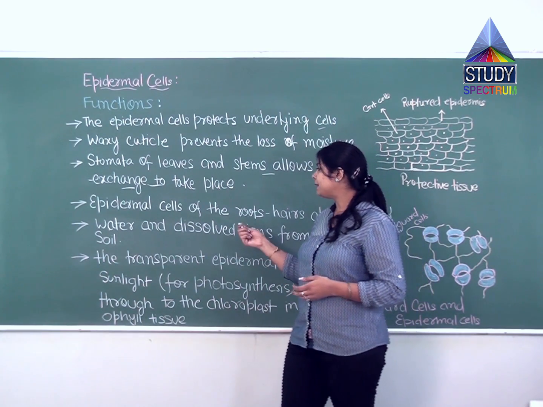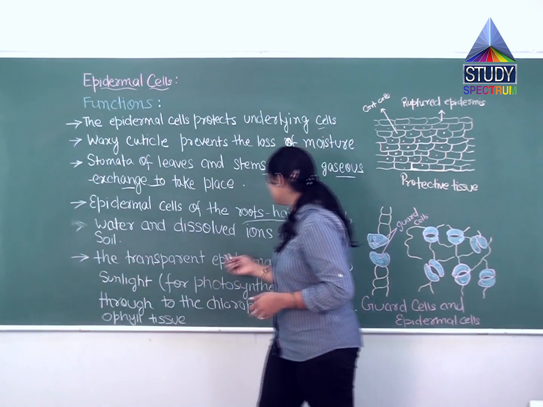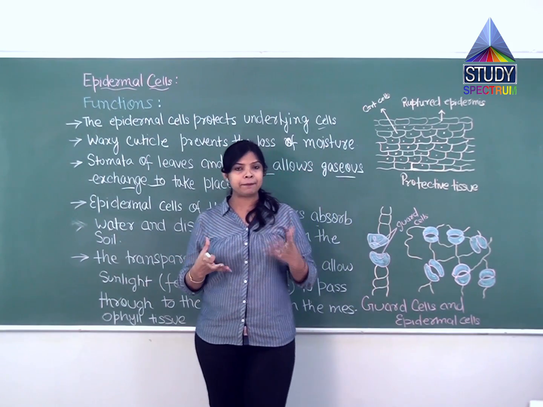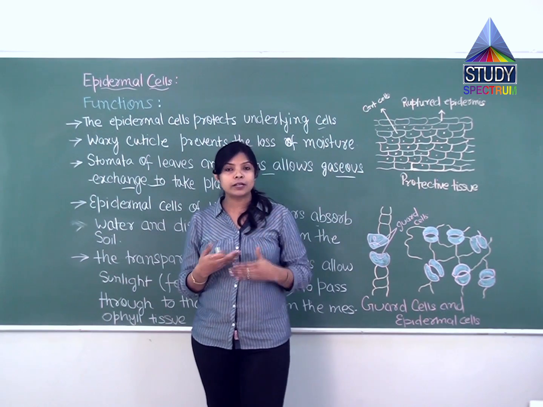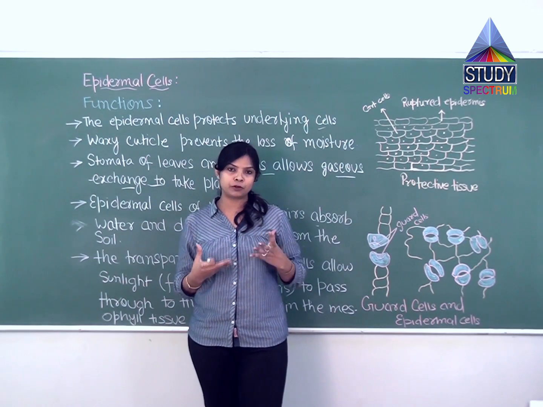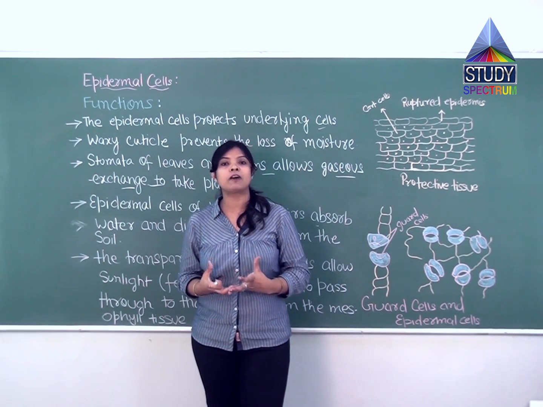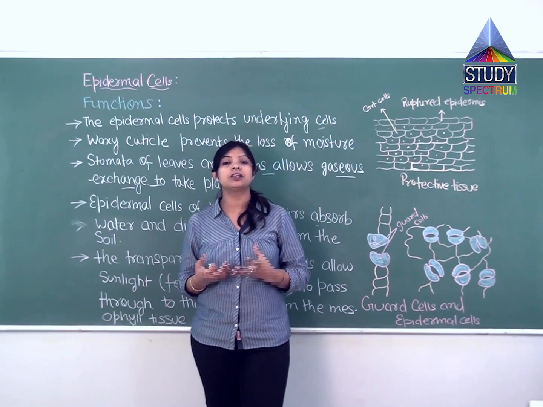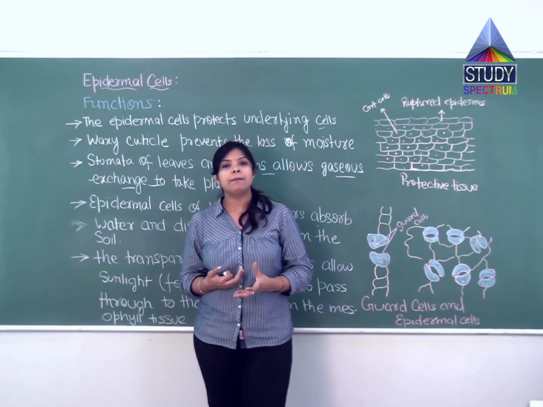Other than this, epidermal cells of root hairs absorb water and dissolved ions from the soil. If you see the epidermal cells of roots, they have a lot of hairs present. What is their role? They increase the surface area of the plant root. Why is it important? So that the roots can absorb more water along with minerals for transportation to the plant, because water and minerals are very important nutrients for plants.